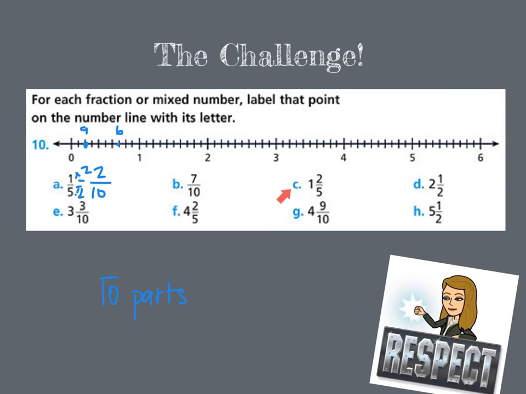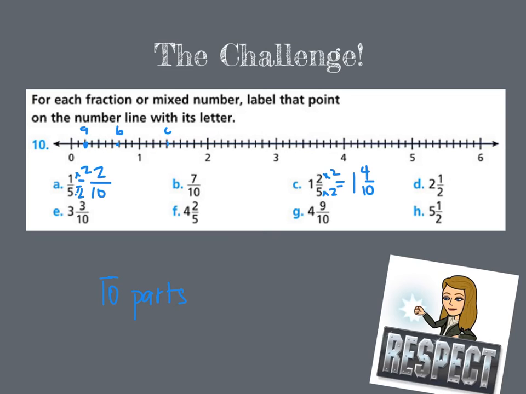All right, point C, I need to change into tenths first. The whole number will stay the same, so I'll leave that as 1 and. In order for this to become tenths, I need to take 5 times 2, so I take the top number, numerator, times 2. So I need to label 1 and 4/10. So past the 1, I need to go 1/10, 2/10, 3/10, 4/10. Okay, so I'll place a dot there, and that is point C.